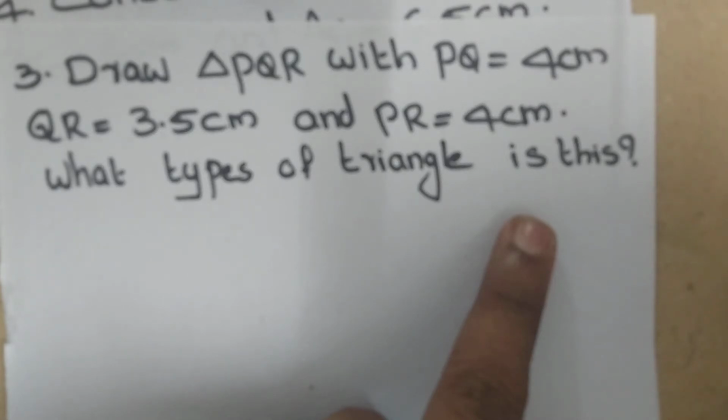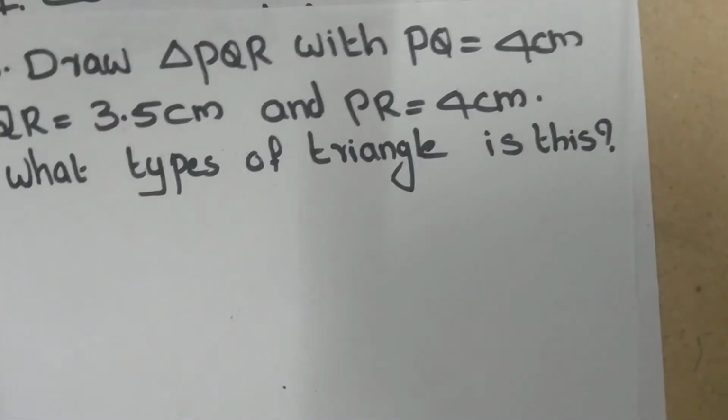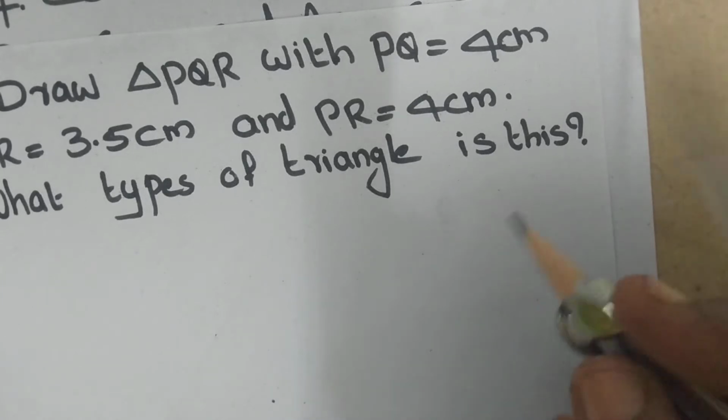Scalene means all three sides have different measurements, and we call it a scalene triangle. Isosceles means any two sides of a triangle are equal, then we can say isosceles triangle. Equilateral triangle means all three sides are equal in measurement, and we call it an equilateral triangle. Then, after construction, check it. So, how to draw the rough sketch?